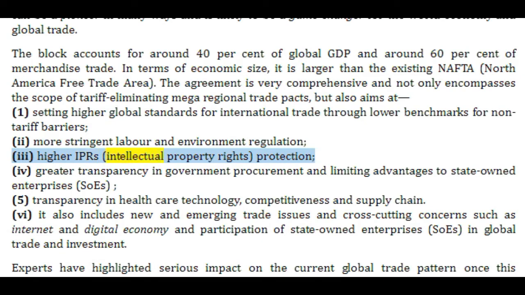3. Higher IPR, intellectual property rights, protection, 4. Greater transparency in government procurement and limiting advantages to state-owned enterprises, 5. Transparency in healthcare technology, competitiveness and supply chain. 6. It also includes new and emerging trade issues and cross-cutting concerns such as internet and digital economy and participation of state-owned enterprises in global trade and investment.